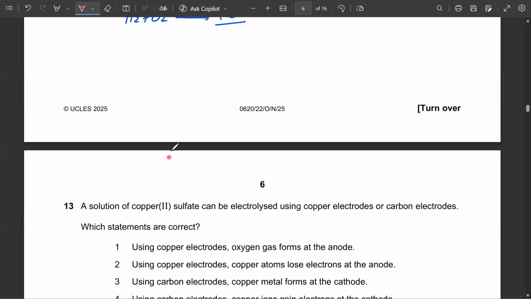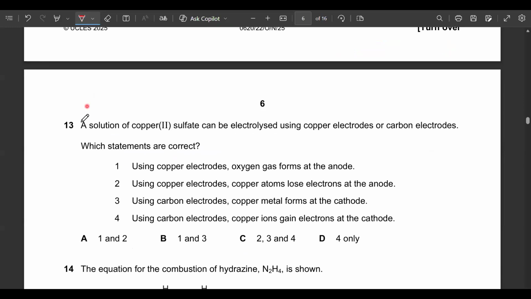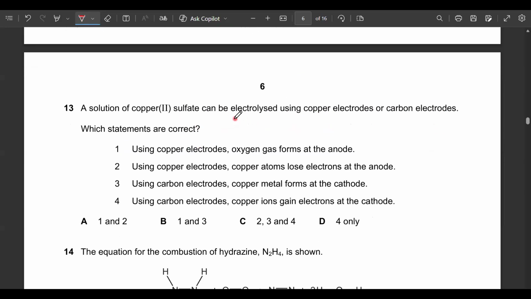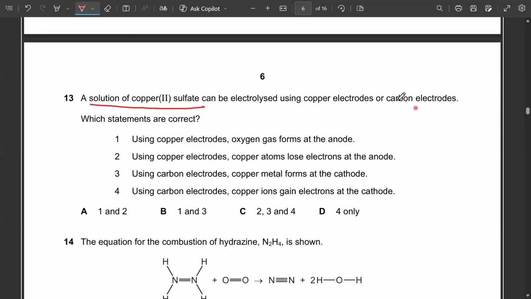All right. Then question 13. A solution of copper sulfate can be electrolyzed using copper electrodes or carbon electrodes. Which statements are correct? If you remember from the previous paper of the first variant, we did discuss the same question, but only in terms of the copper electrodes, not the carbon electrodes. But here in this question, they have included both types of electrodes, copper electrodes as well as carbon electrodes.